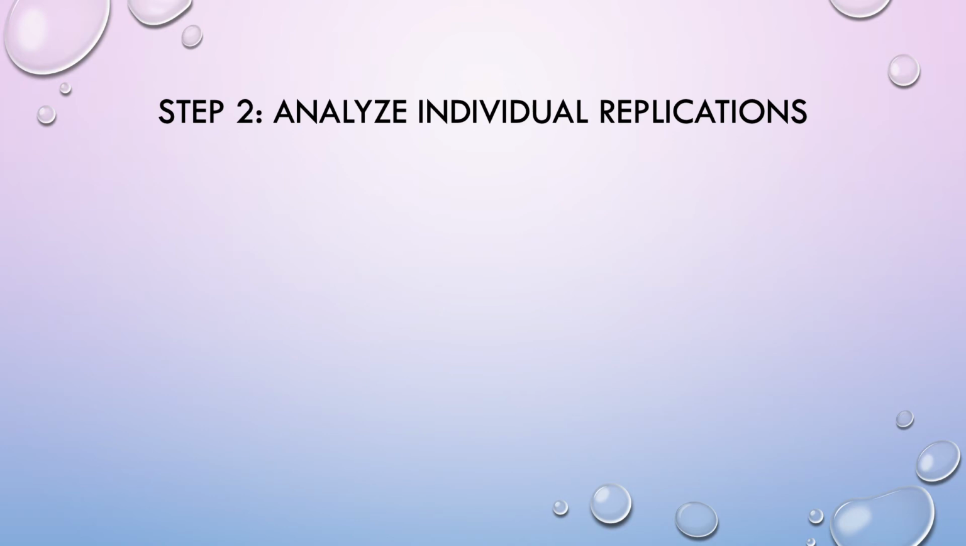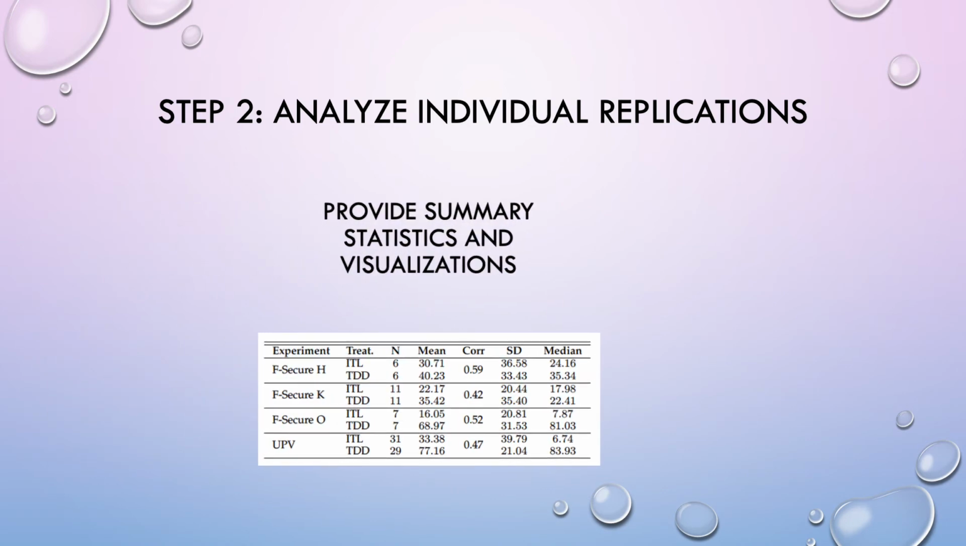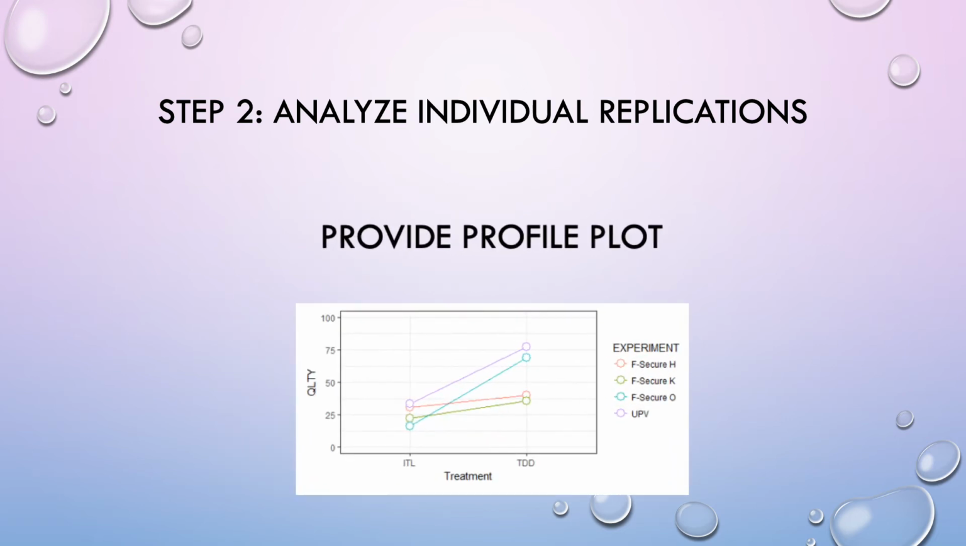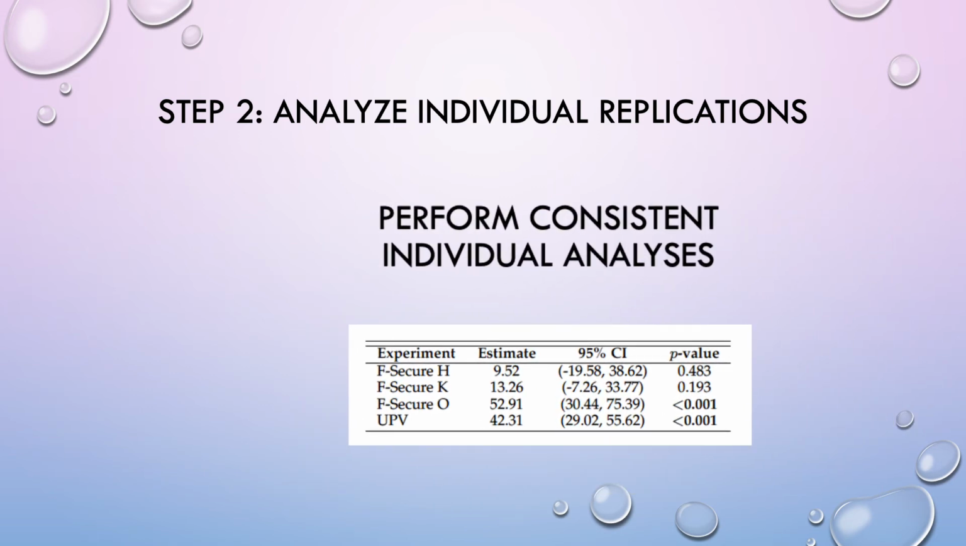The goals of this second step are to facilitate the incorporation of results into prospective studies, identify patterns across replication results, and ensure that statistical heterogeneity is not introduced by the different methods used to analyze the replications. The summary statistics show that TDD outperforms ITL in all experiments. However, the difference in performance varies between experiments. The profile plot confirms the previous results. And finally, the individual analyses show that not all differences observed are statistically significant.